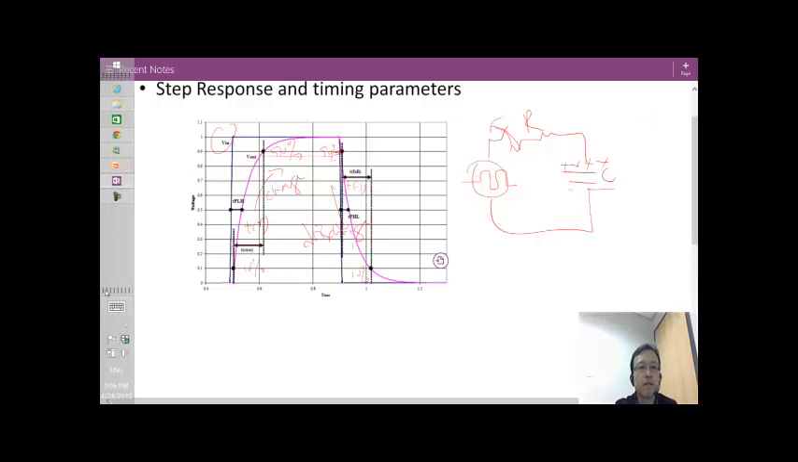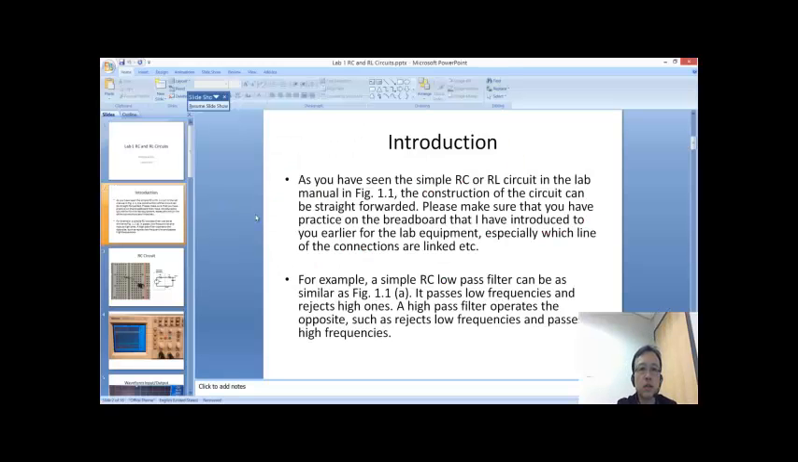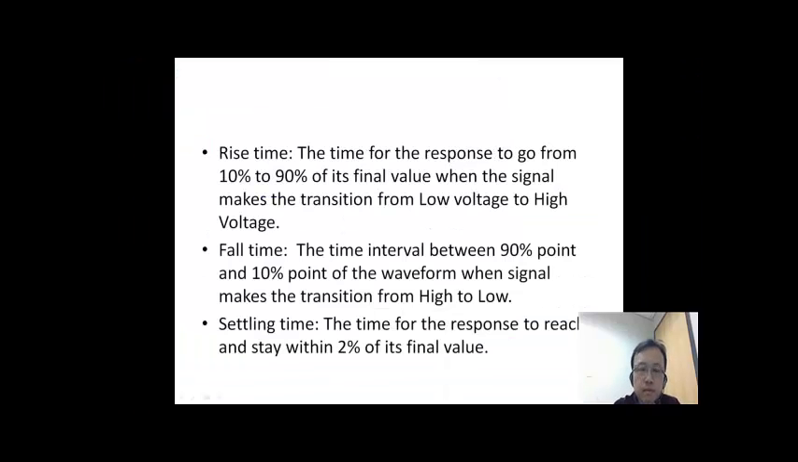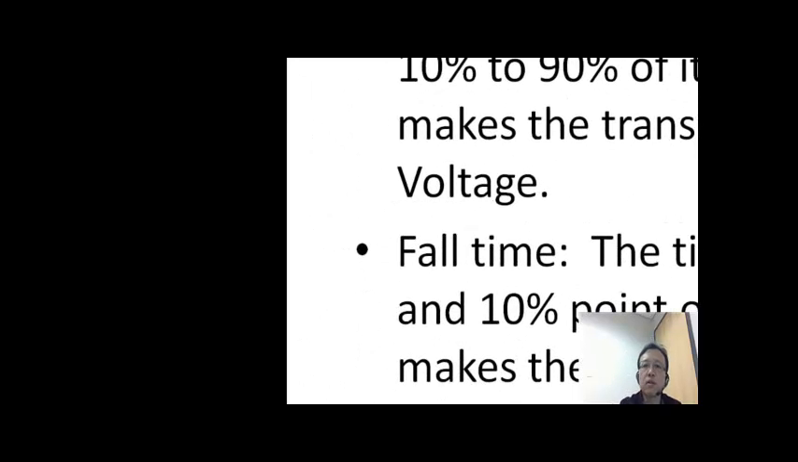Okay. Let's go back to the switch here. Basically, this talks about the definition of rise time and fall time: from 10% to 90% on the rising edge, and fall time is 90% to 10% on the falling edge.